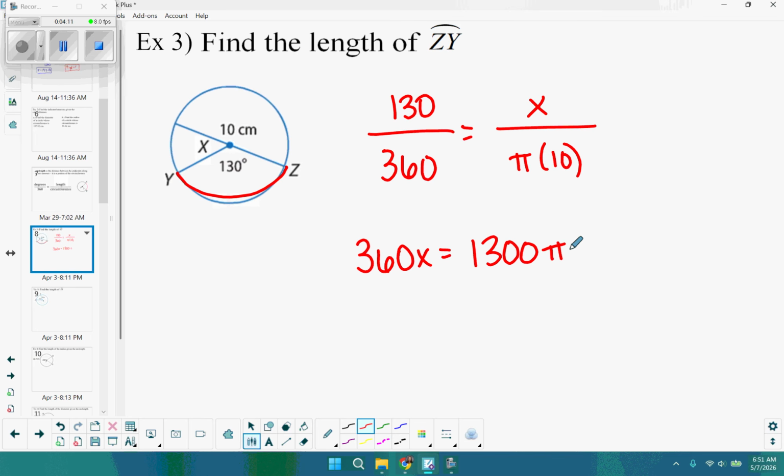I'm going to keep it like this for right now, just to show you the difference again between an exact and an approximate answer. So if I didn't touch the pi and I divided by 360, I'm really just reducing my fraction of 1300 over 360.